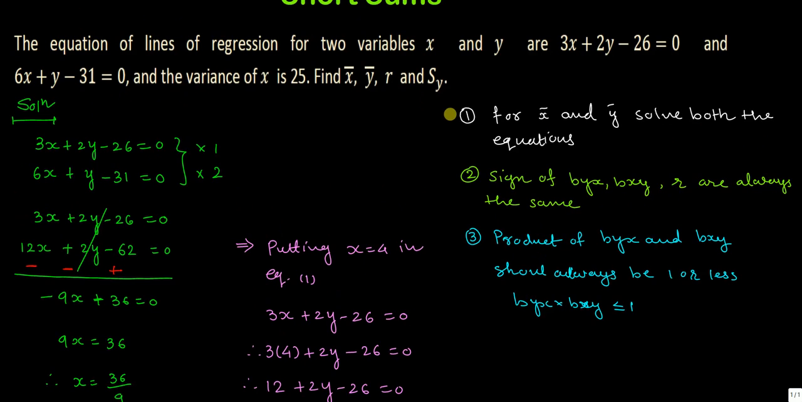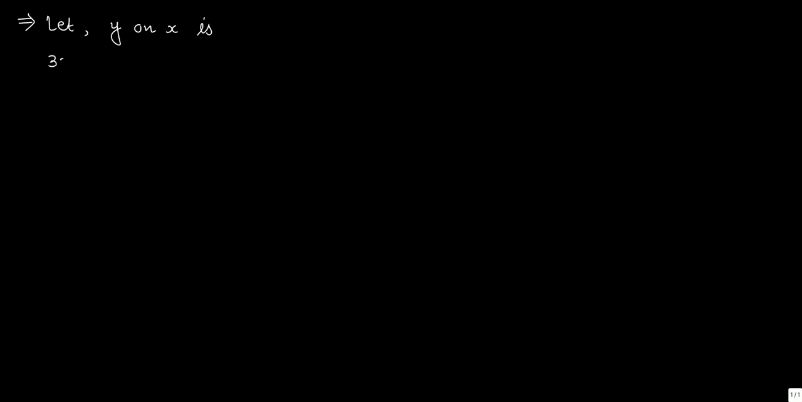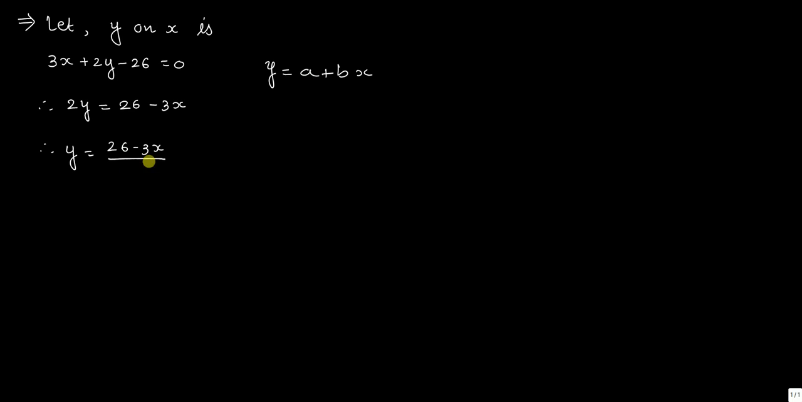So now, y on x is our first line: 3x + 2y - 26 = 0. What is the format of y on x? y = a + bx. Let us make this form. 2y = 26 - 3x. Therefore y = (26 - 3x) divided by 2. Dividing both terms by 2, y = 13 - 3 by 2 x.